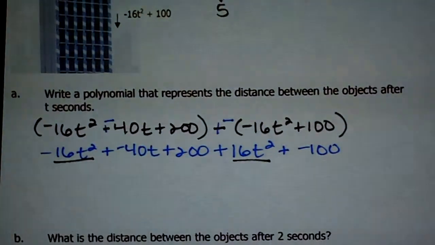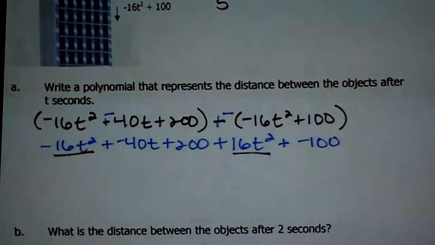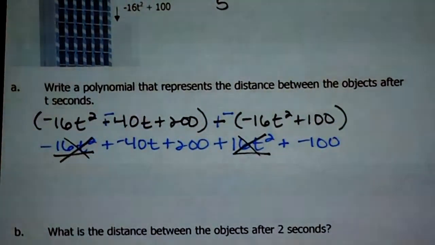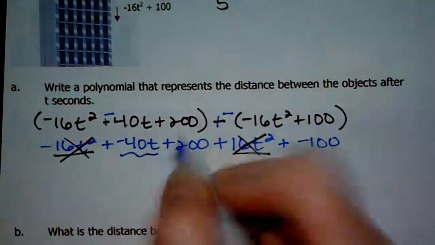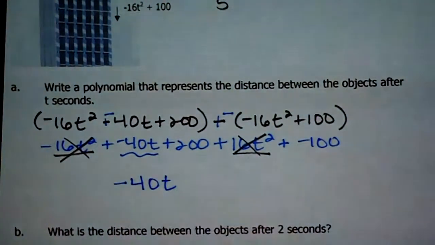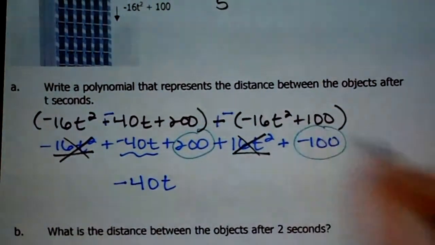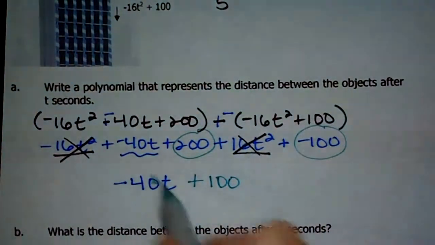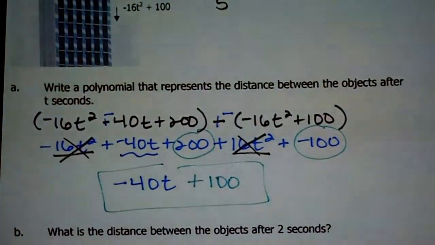Oh, this is so nice. I love when this happens. When you have a negative 16t squared and a positive 16t squared, the additive inverse cancels them out. When you add opposites, you get nothing. Next, I only see one term that has a t, and that's the next highest degree. So I'm going to rewrite this as negative 40t. And the last terms in here, I have 200 and negative 100. When you add those together, we get 100. So this right here is a binomial or a polynomial, call it either one. It represents the distance between the objects after t seconds.